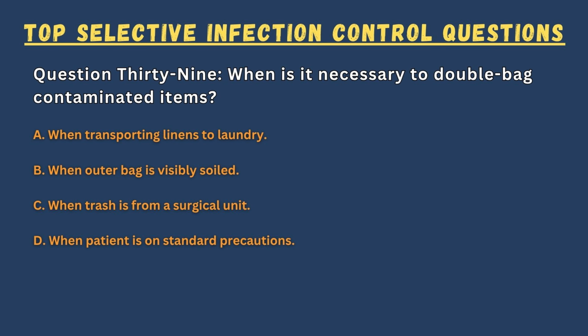Question 39. When is it necessary to double bag contaminated items? A. When transporting linens to laundry. B. When outer bag is visibly soiled. C. When trash is from a surgical unit. D. When patient is on standard precautions. Answer: B. When outer bag is visibly soiled.